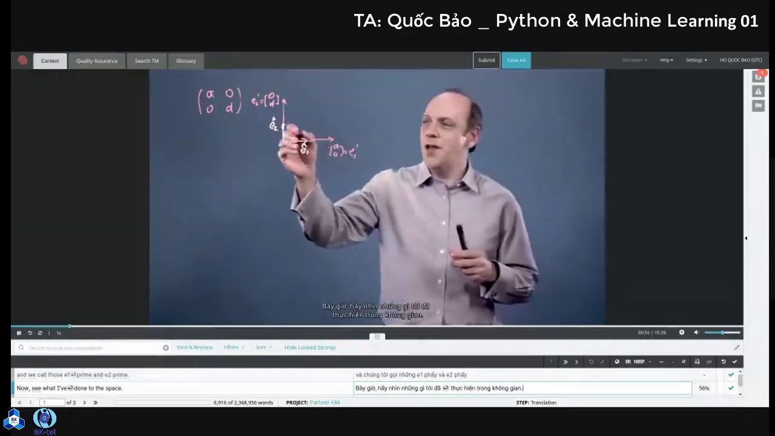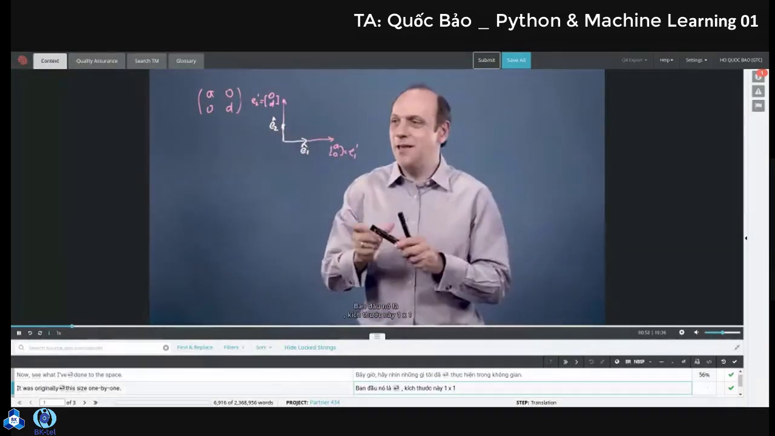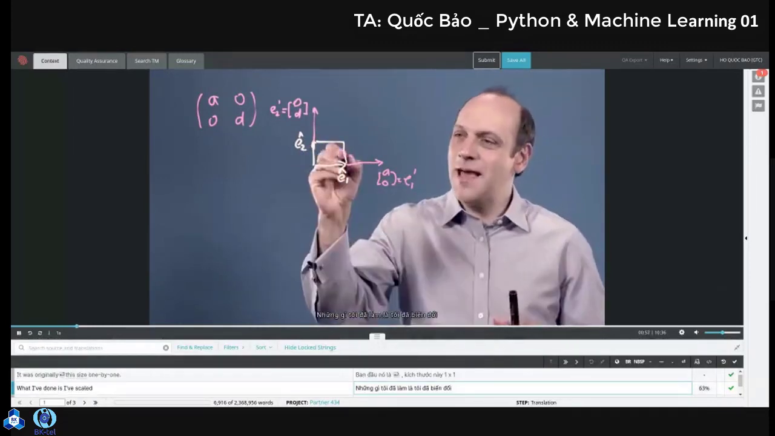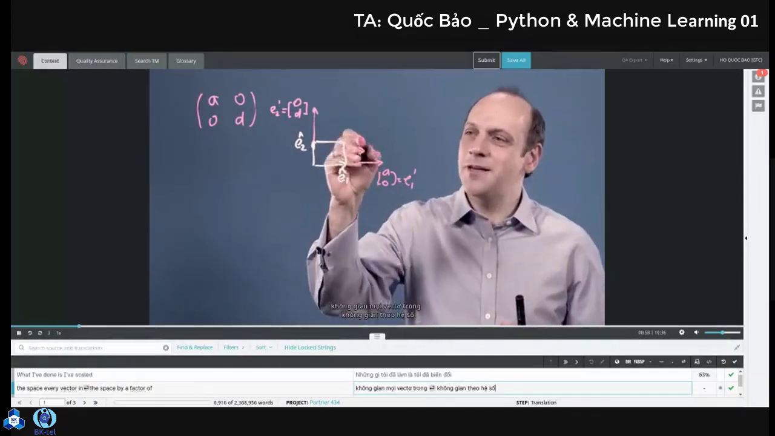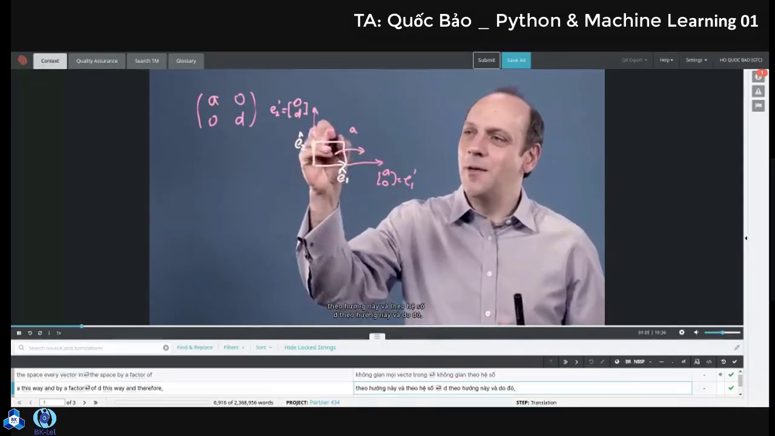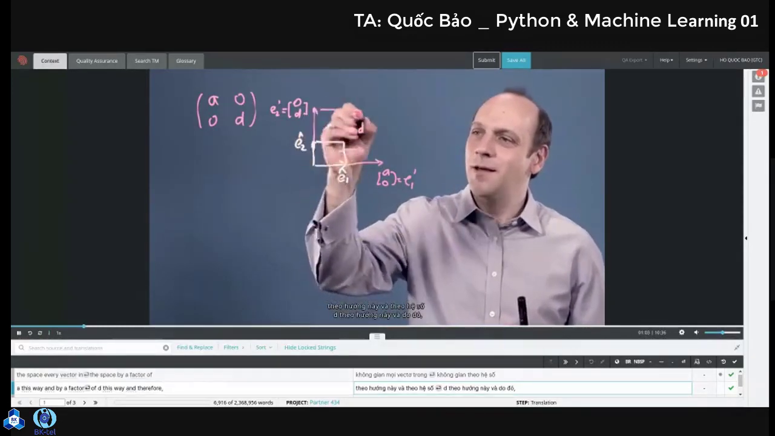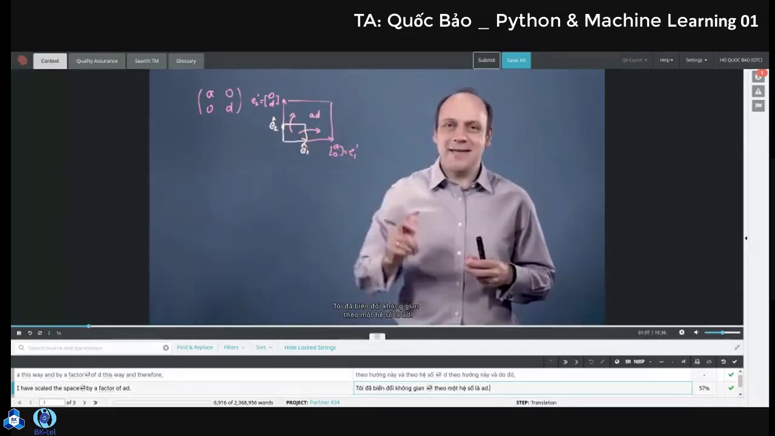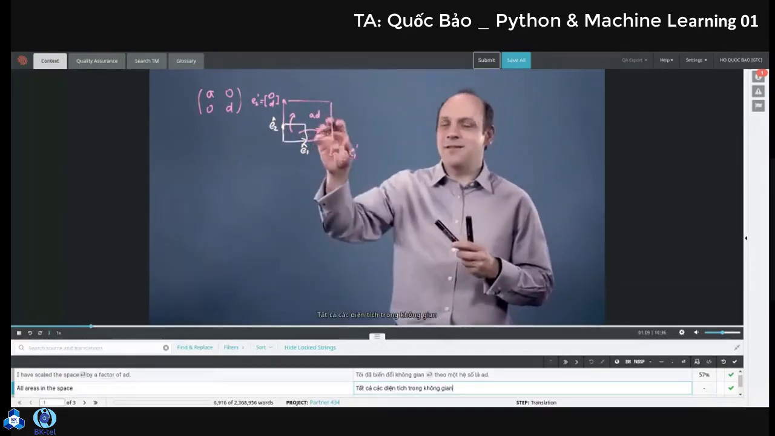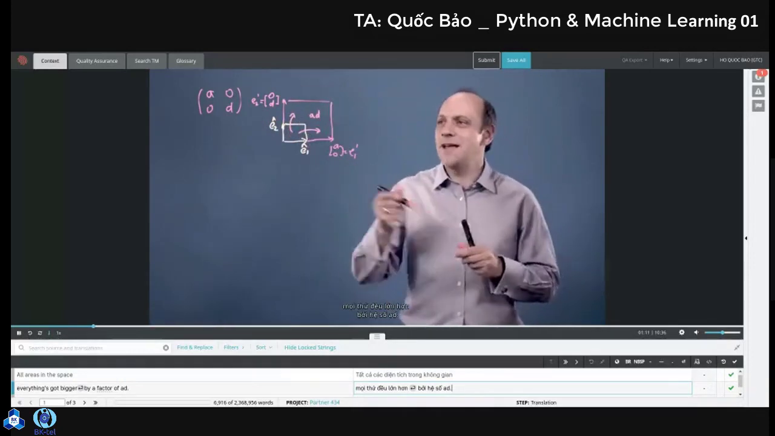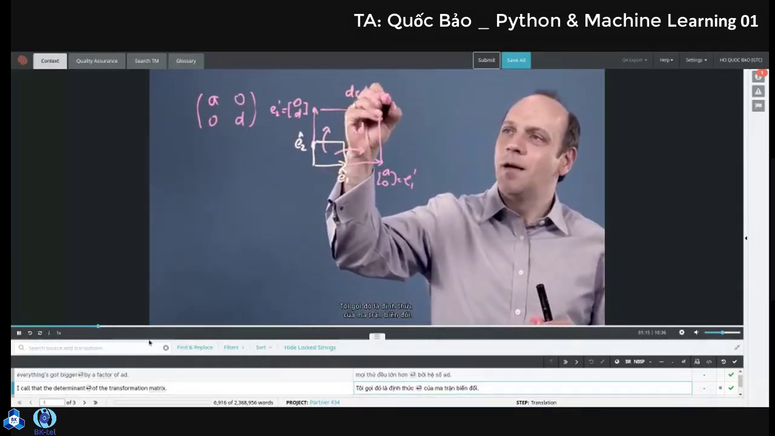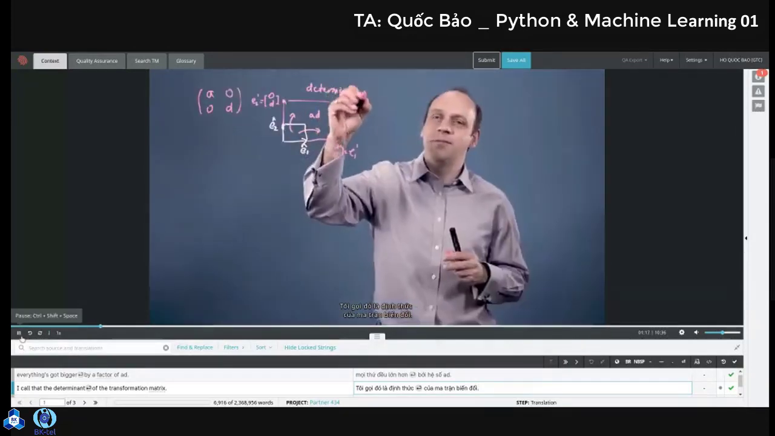Now see what I've done to the space. It was originally this size, 1 by 1. And what I've done is I've scaled the space, every vector in the space, by a factor of A this way and by a factor of D this way. And therefore I've scaled the space by a factor of AD. All areas in the space, everything's got bigger by a factor of AD. And I call that the determinant of the transformation matrix.